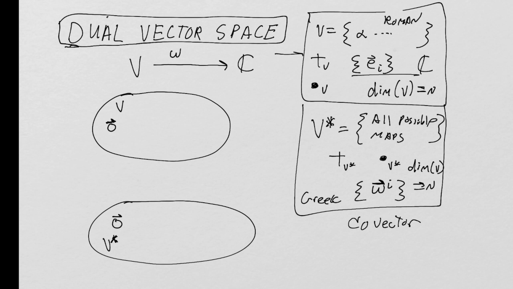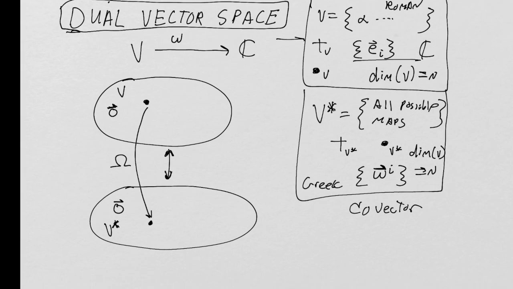So there should be maps between these two vector spaces, right? Which means I take any vector in this vector space, I should be able to find a vector in this vector space, and the mapping that should get me from there to there, I'll call it capital omega, right? So now we ask our question: such a map could be defined. How might we define such a map?